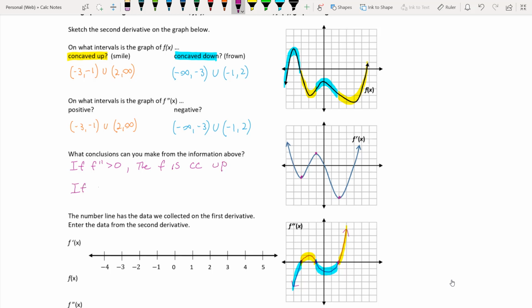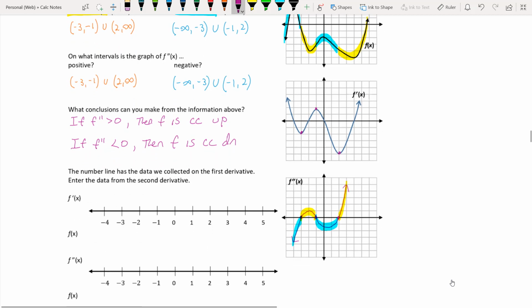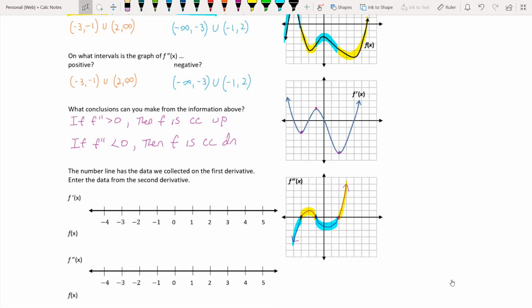If f double prime is less than 0, oops, I forgot the n, then f is concave down. All right, so just like the last one, this time we're going to fill in all the information from the graphs on the number lines themselves here.